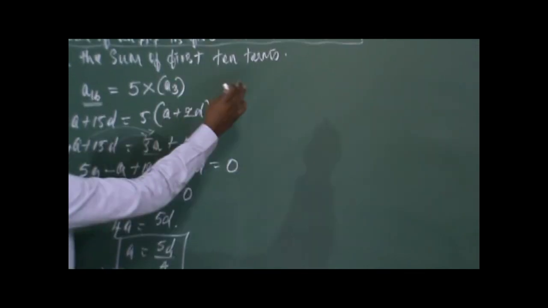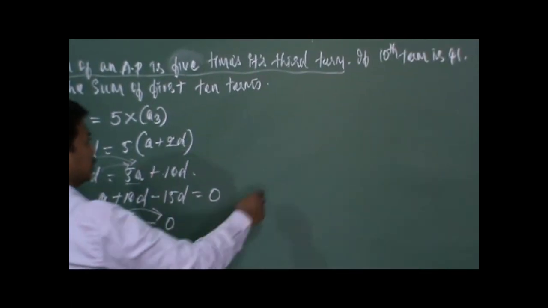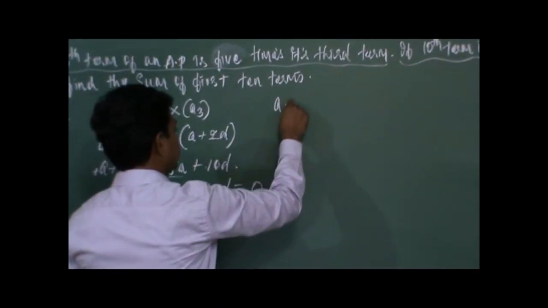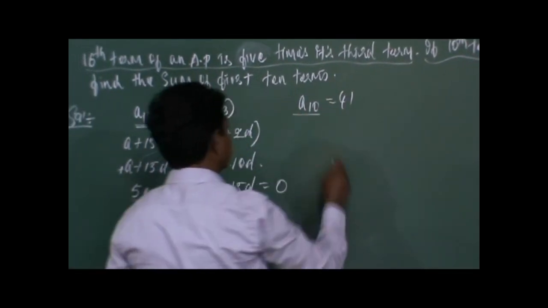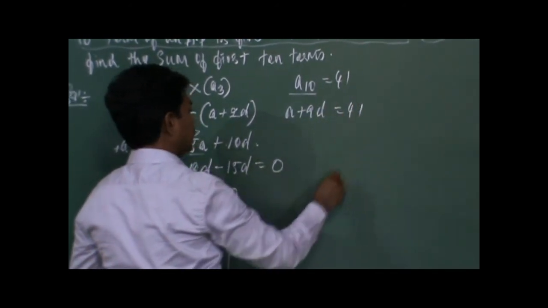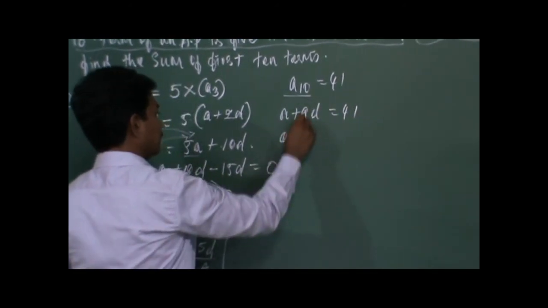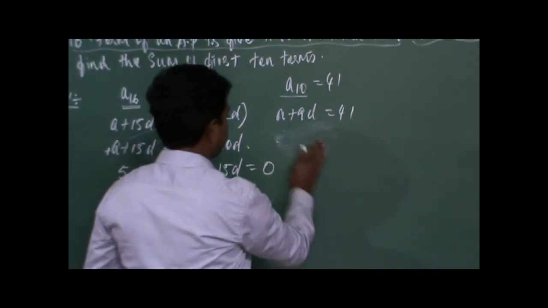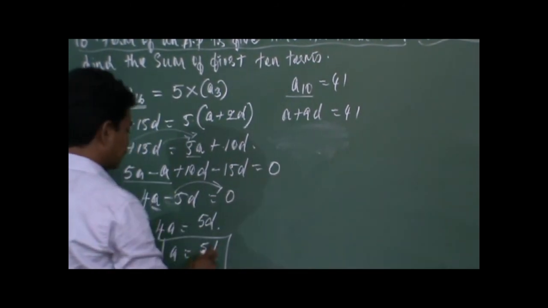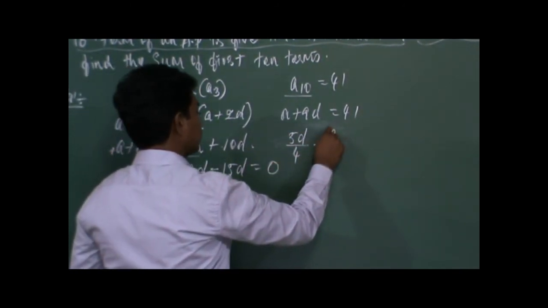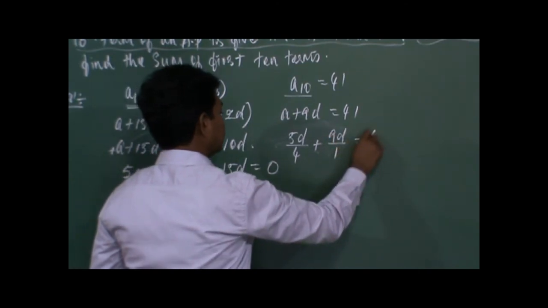Okay, next. If 10th term is 41, the next condition is given. 10th term is 41, so A10 is equal to 41. A10 can be defined as A plus 9D is equal to 41. So A plus 9 into D value. The A value is ready, that is 5D by 4. So 5D by 4 plus 9D by 1 is equal to 41.